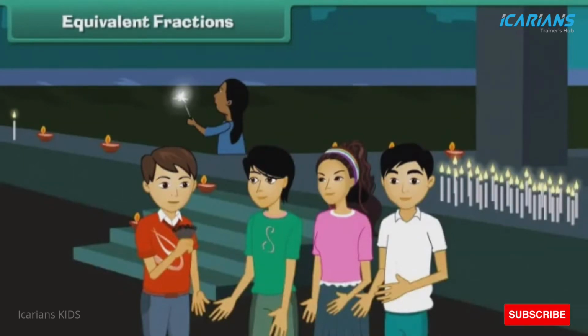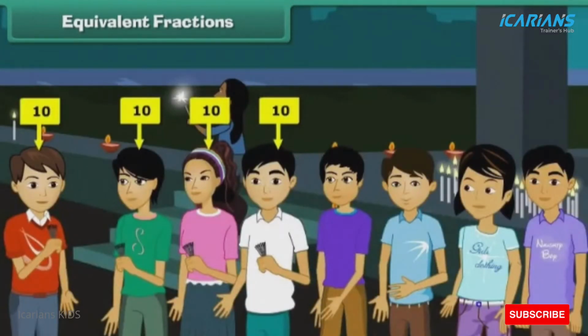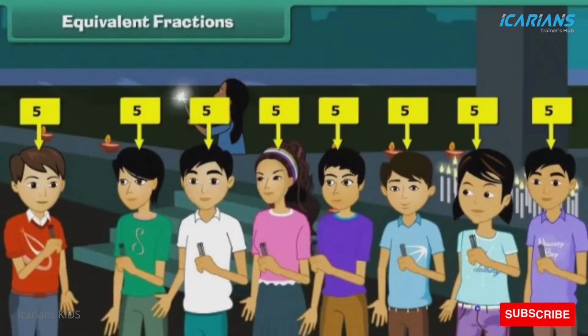Rishabh is celebrating Diwali with 3 cousins. He has 40 sparklers. He divides the sparklers into 4 equal groups of 10 each. Quite unexpectedly, 4 more cousins of Rishabh arrive to celebrate the festival with him. Now, Rishabh divides the sparklers among the 8 cousins, including himself, in less than a minute.